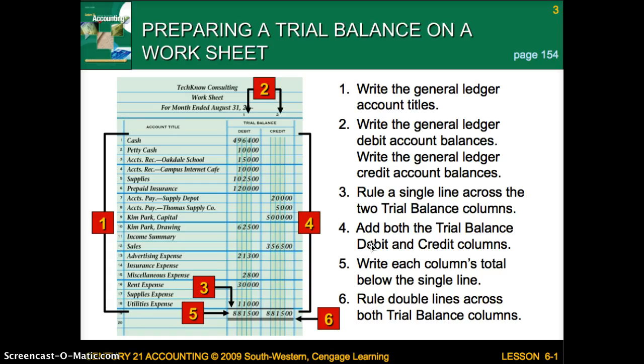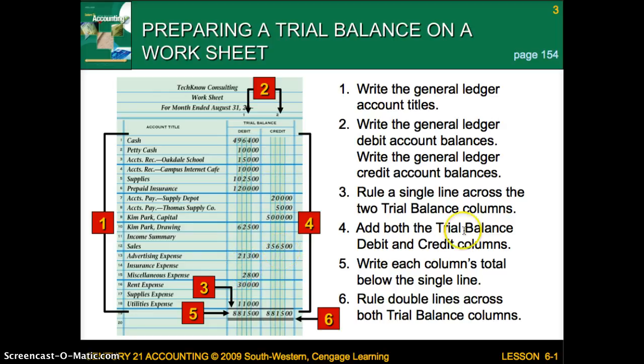Preparing a trial balance on a worksheet, we are going to write the general ledger account titles. Okay, so that would be right here. So you'll go ahead and write all of those down just like they are given to you. When you are done with that, you'll write the general ledger debit account balances and then write the credit balances. So you'll be looking to see what the balance is for cash, for petty cash. Do all of your debits first, then do all of your credits.